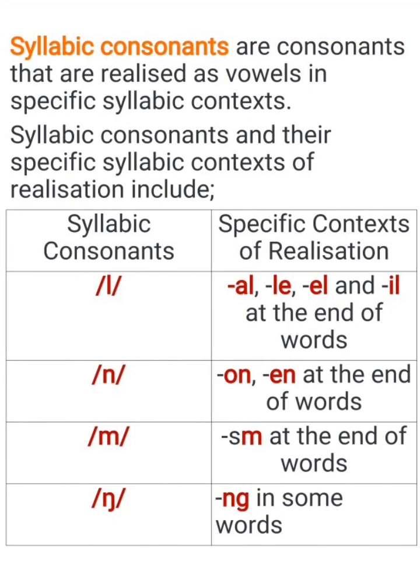We have about 4 of them. Syllabic consonants and their specific context of realization include what we have on the two-column table summarizing them there. And so we want to go through them. The first column is for syllabic consonants, that's the list of them, while the other is the specific spelling context in which we realize them as vowels.